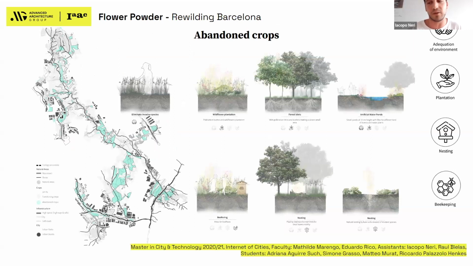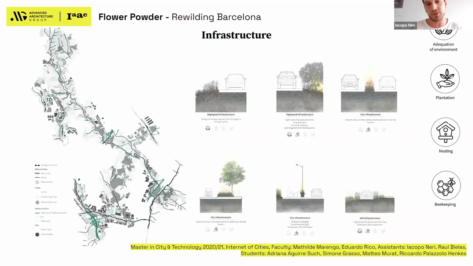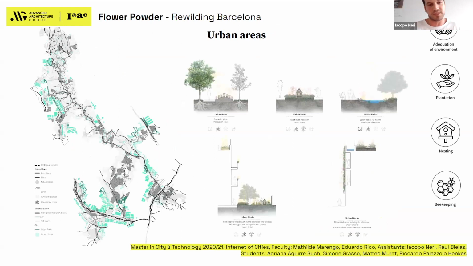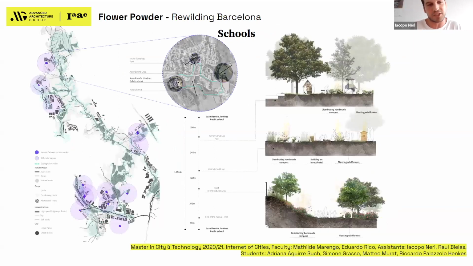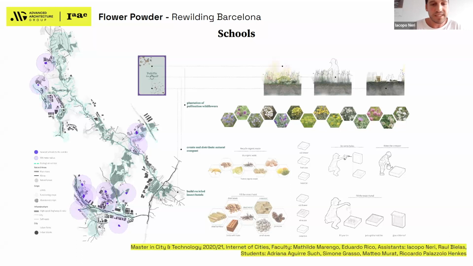This therefore ended with some design proposals in which, for different typologies, from the abandoned crops to the active crops to the potential natural areas, the infrastructure, we were able to then specifically design interventions at the smallest scale, but always being able to read the project backwards up to the territorial dimension, and also with a particular attention to the influence of local actors, in this case schools, in order to foster citizen science activities, which would allow us to maintain and provoke a long-term effect.